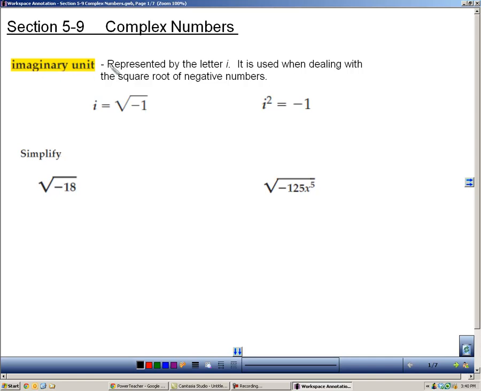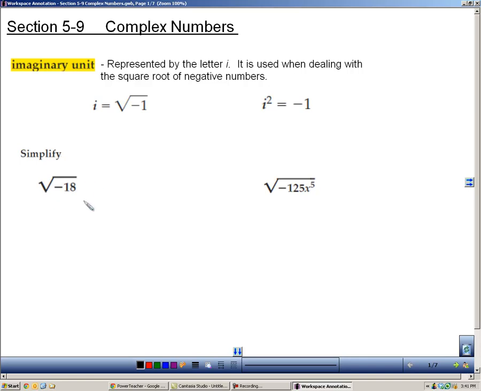An imaginary unit is represented by the letter i, and it's used when dealing with square roots that have negatives. So here we're going to call the square root of -1 i. It's not a variable, it's actually a number. It's an imaginary number called i. Well, if I square both sides of this, then I also get the fact that i squared is -1. These two ideas here will help us to simplify problems that have negatives in the radical.